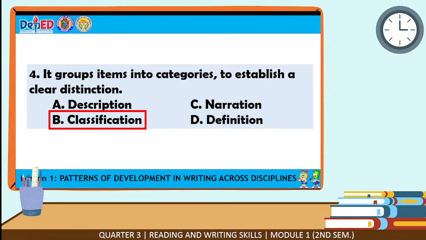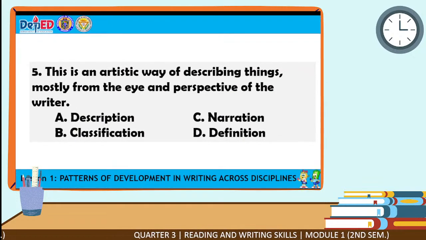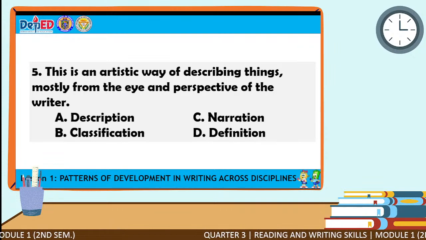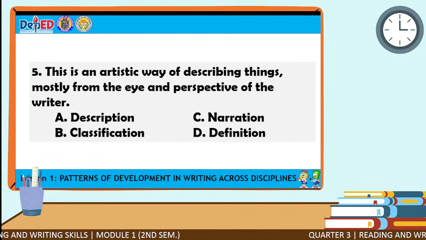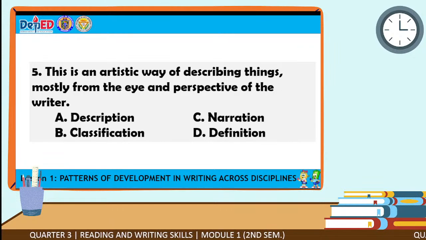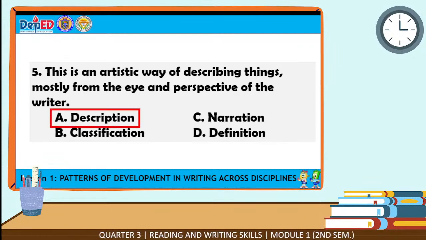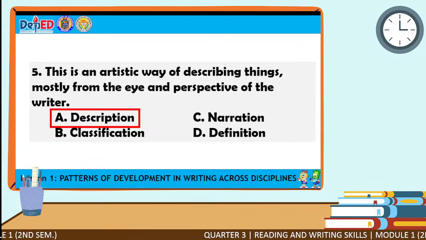And the last one we have number 5. This is an artistic way of describing things, mostly from the eye and perspective of the writer. A. Description, B. Classification, C. Narration, or D. Definition? You got it right. That is letter A, description.